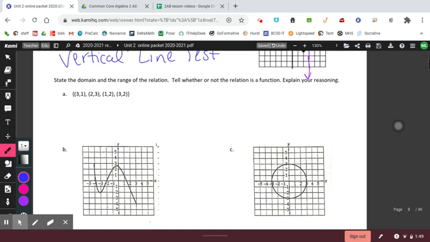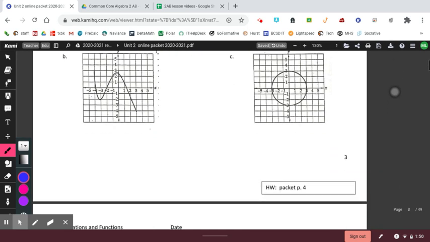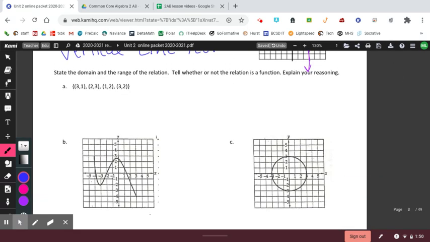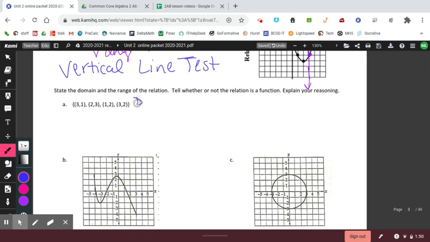All right, then just a little practice here. State the domain and range of the relation and tell whether or not it's a function. So for this first one, domain are all your inputs. So that would be the 3, 2, 1. So 1, 2, 3, we'll list it. Your range would be the outputs. 1, 3, 2, 2. So again, 1, 2, 3. Is it a function? It is not a function because we have the same domain value of 3, but mapping to two different range values. So not a function.